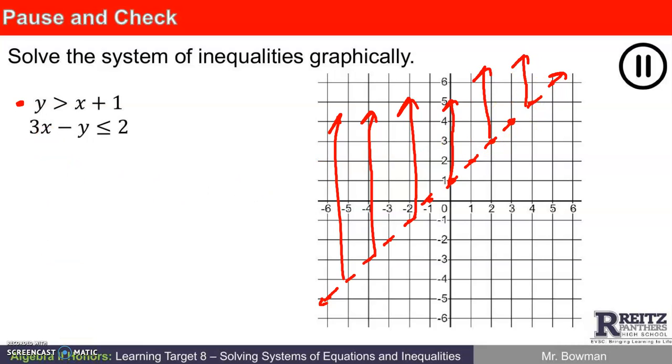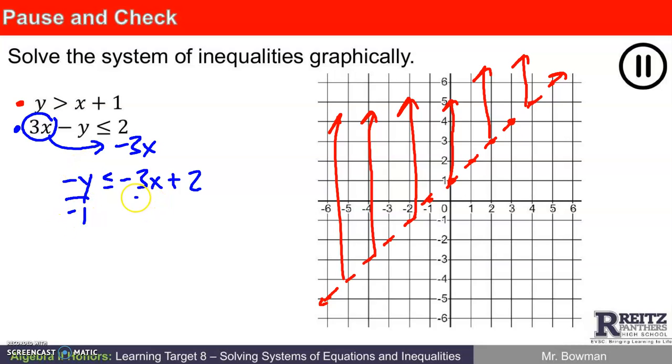What about for this other one? That one needs some work, doesn't it, before we solve it? Maybe I'll take this 3x and move it to the right side and make it a negative 3x. So negative y is less than or equal to negative 3x plus 2. But then to get y, I really want to divide both sides by negative 1. And if I divide both sides by negative 1, I better flip this as well. So y is greater than or equal to 3x minus 2.